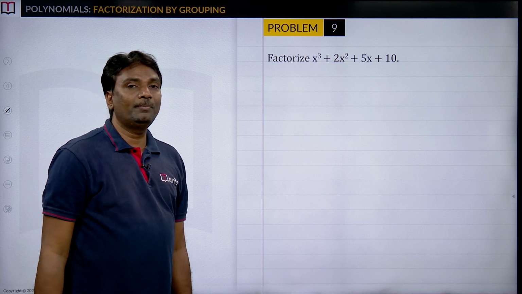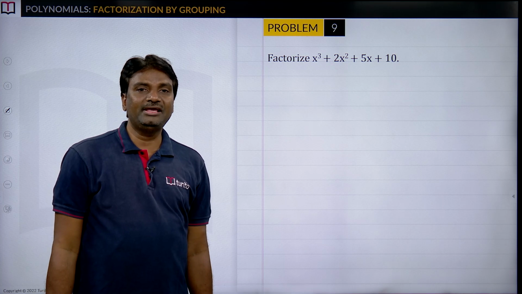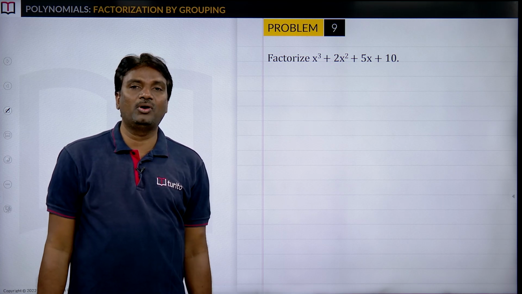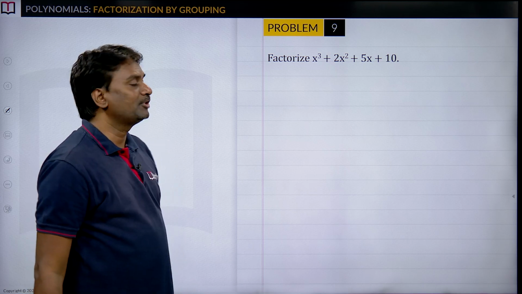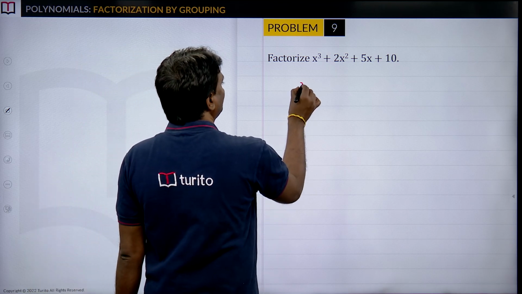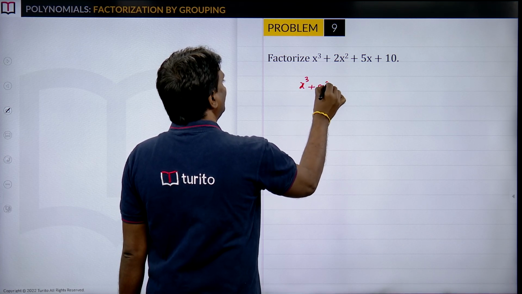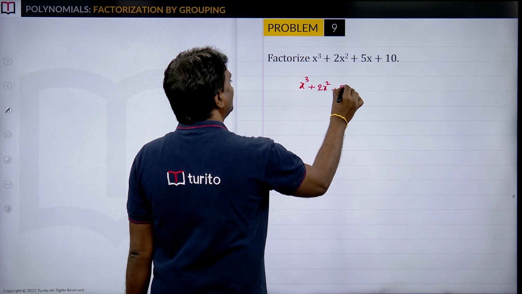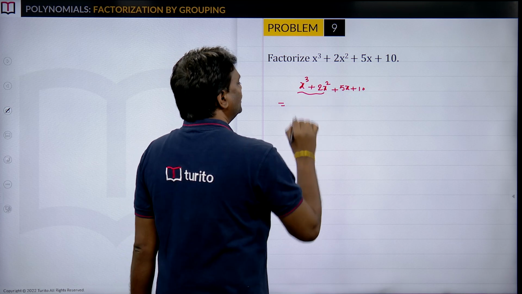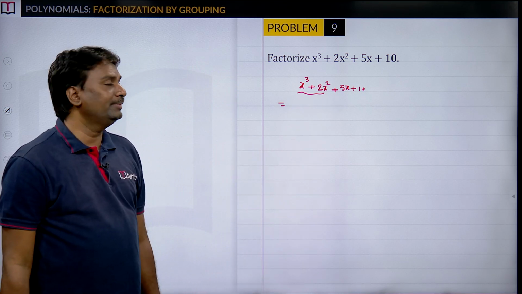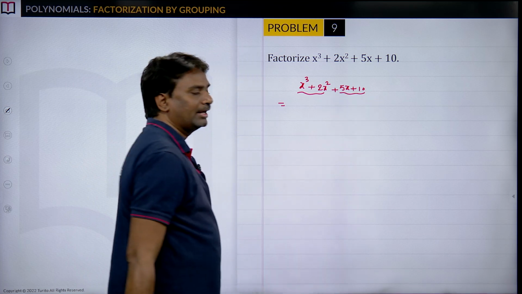Factorize x cube plus 2x square plus 5x plus 10. So, this is a quadrinomial, means the given polynomial contains 4 terms. So, we have to express that as the product of factors: x cube plus 2x square plus 5x plus 10. So, by taking x cube plus 2x square as one group and 5x plus 10 as second group.